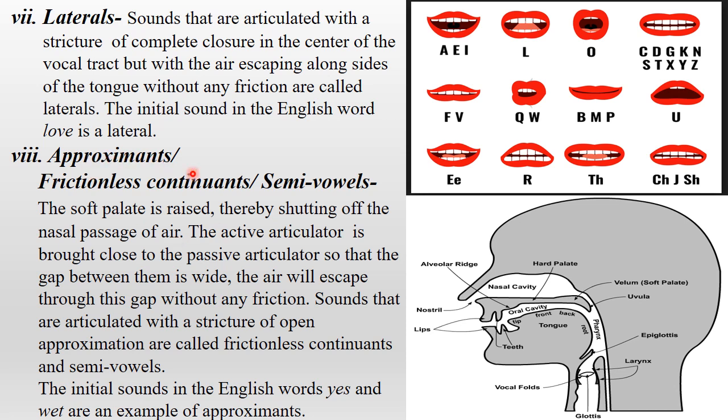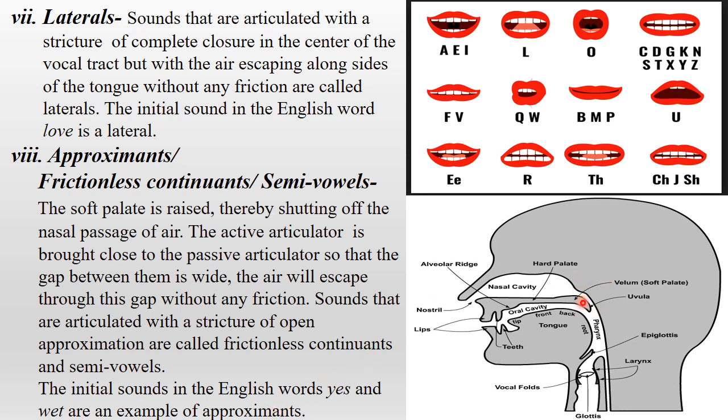Next is approximants, which are also known as frictionless continuants or semivowels. The soft palate is raised, thereby shutting off the nasal passage of air. The active articulator is brought close to the passive articulator so that the gap between them is wide and the air will escape through this gap without any friction. Sounds that are articulated with a stricture of open approximation are called frictionless continuants and semivowels. The initial sounds in the English words yes and wet are an example of approximants.